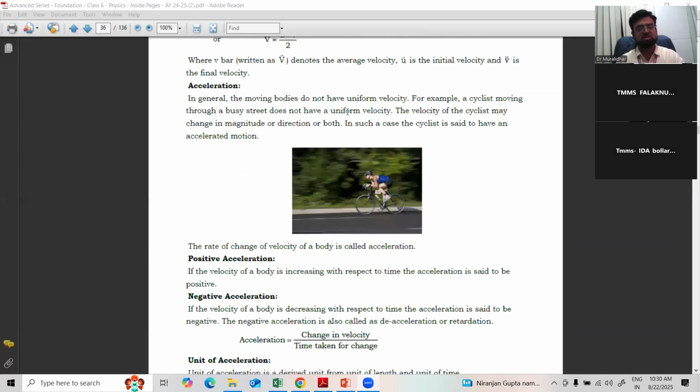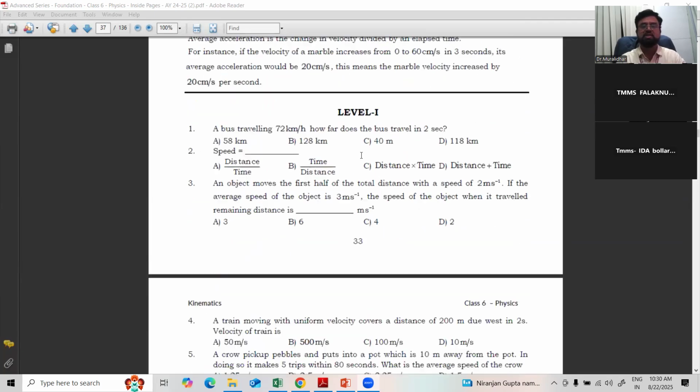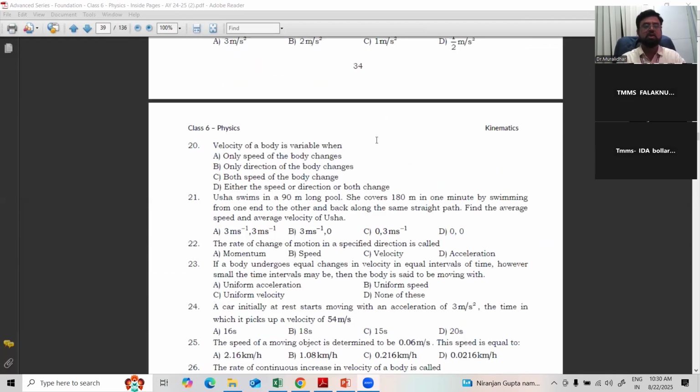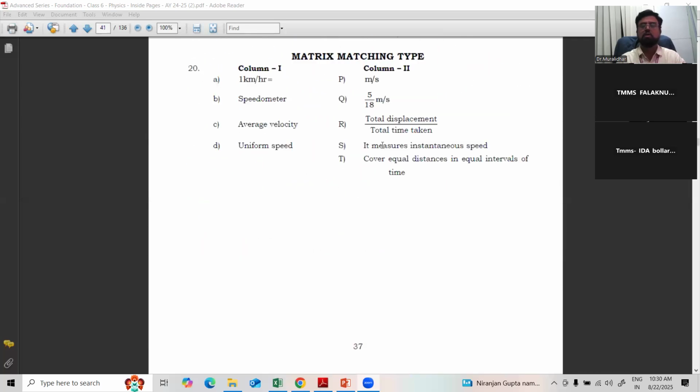In the next class, we'll discuss what acceleration is and what negative acceleration is. In the meantime, we can almost come to the end. We'll finish the types of acceleration and this particular chapter. You have to solve all these things. Then we'll move to the next chapter, the third one.